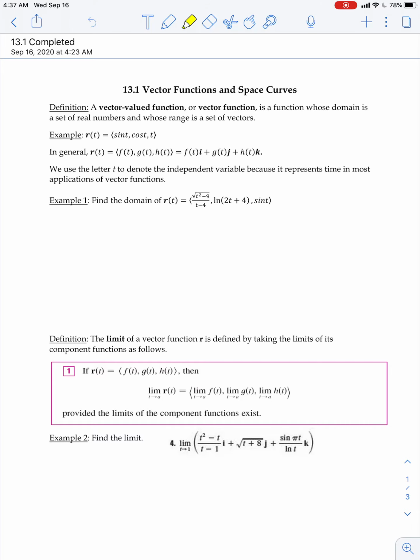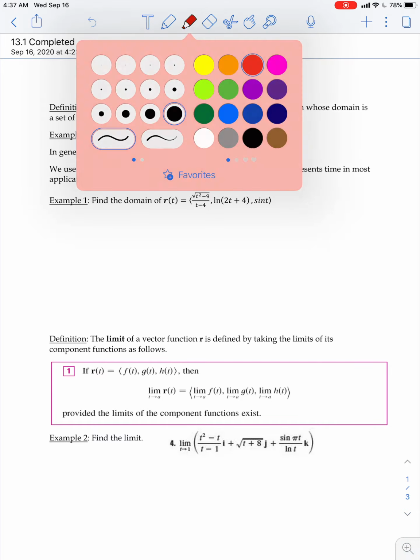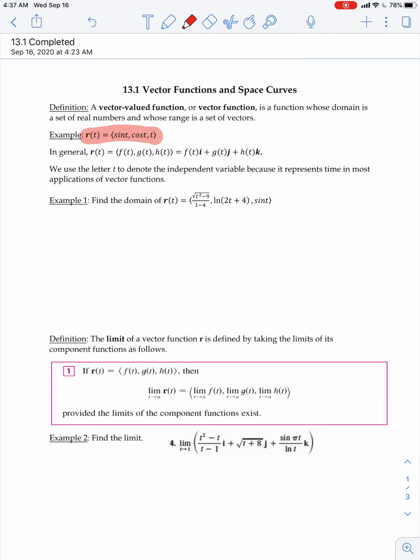So a vector function basically is just an extension of parametric equations. Notice for our vector function r of t, it's just sine of t, cosine of t, t. Well, that's just an extension of parametric equations because our x component is just sine of t, our y component is cosine of t, and our z component is just t. So when we look at vector functions, we're just thinking, oh, these are just parametric equations that are describing how our curve, not a line, but our curve looks through space.